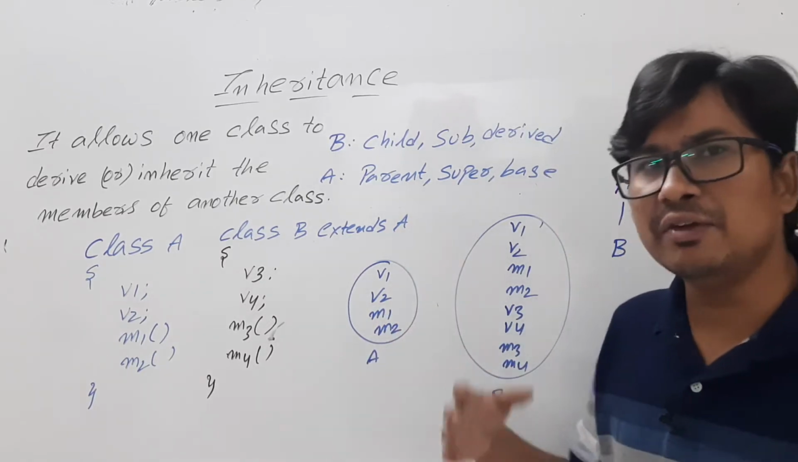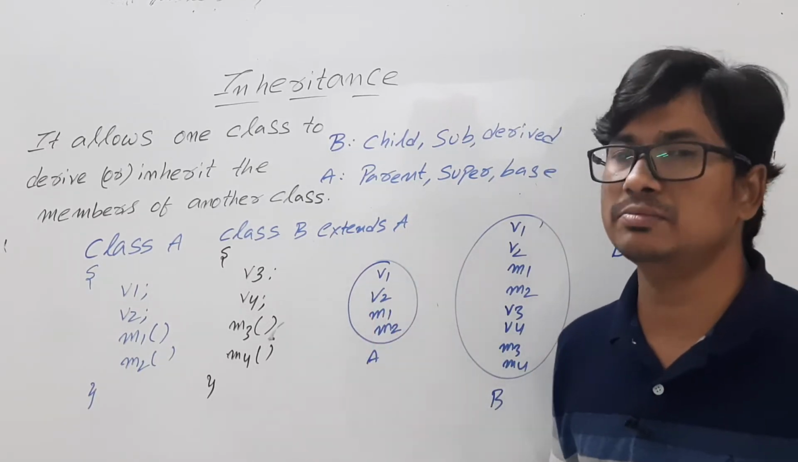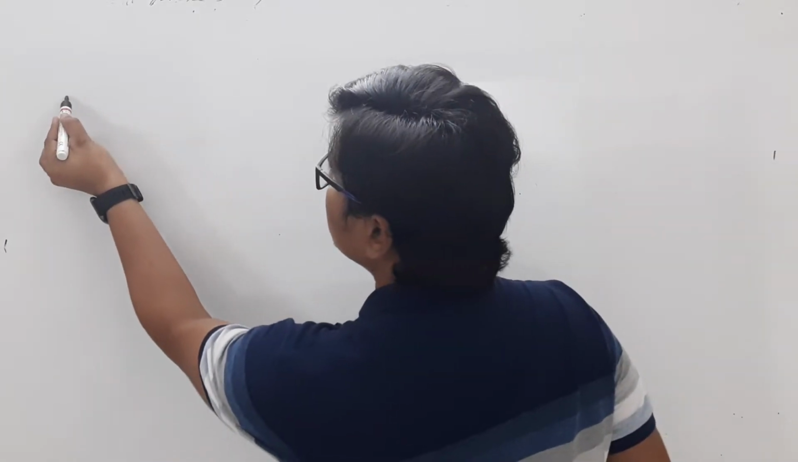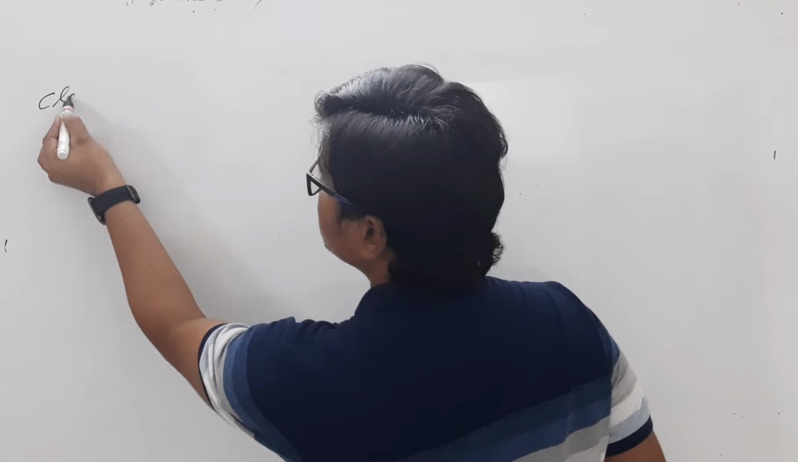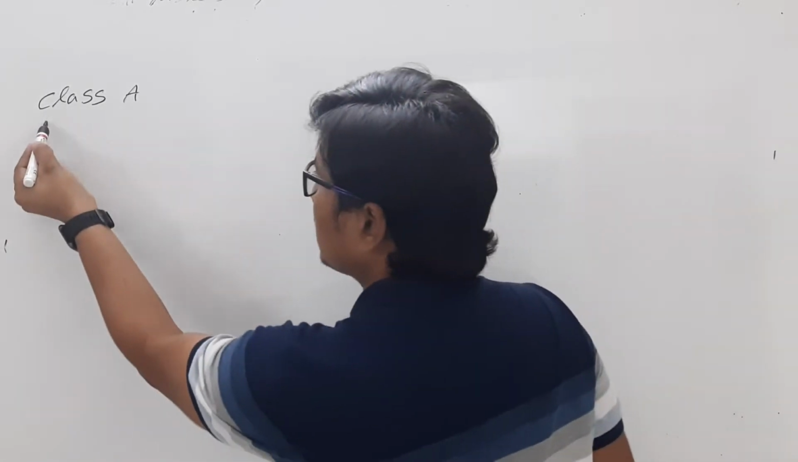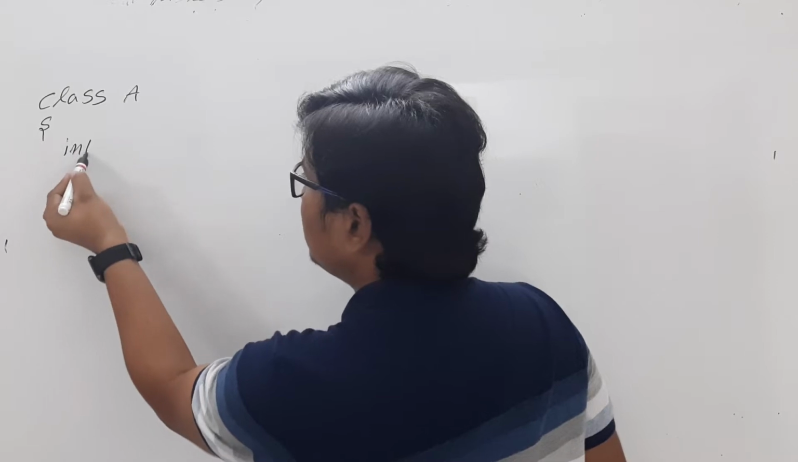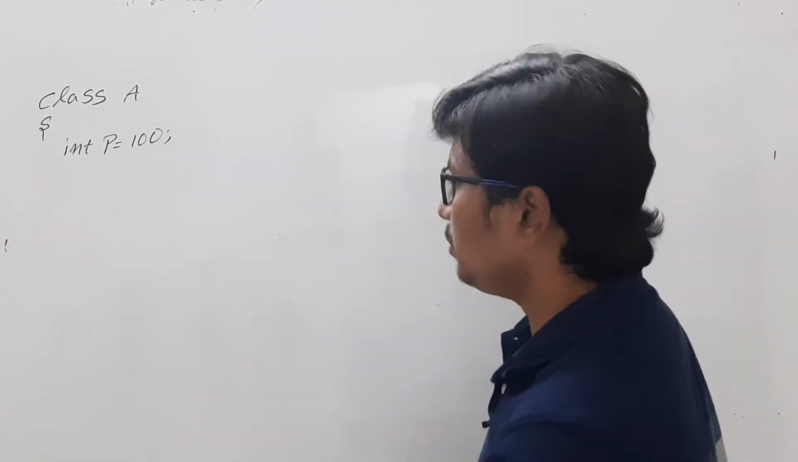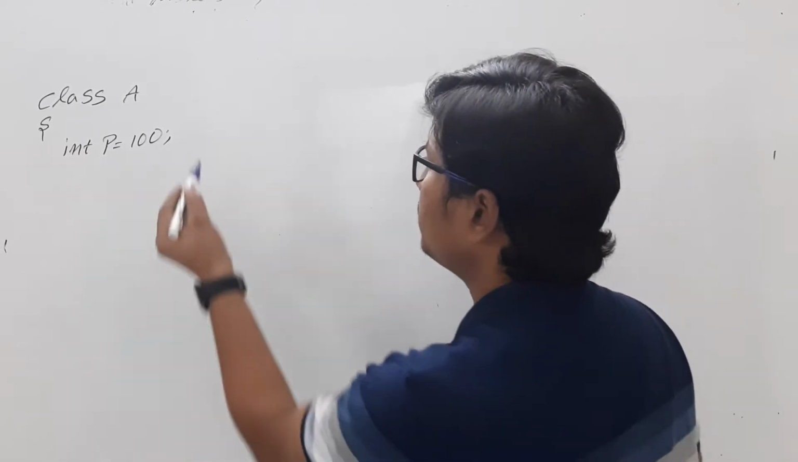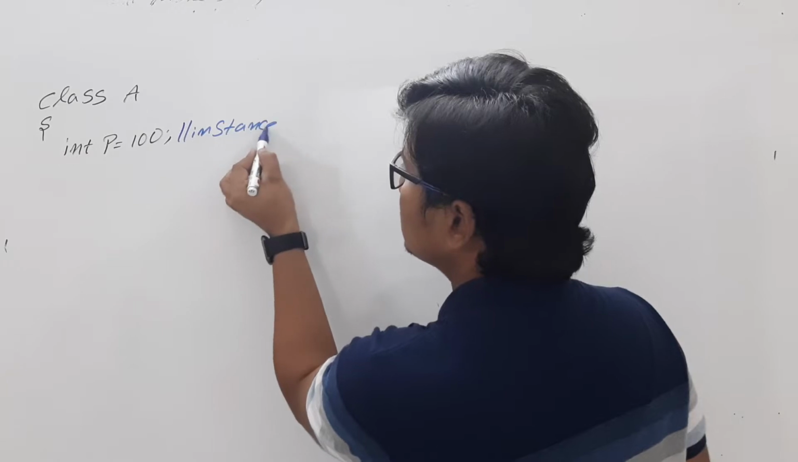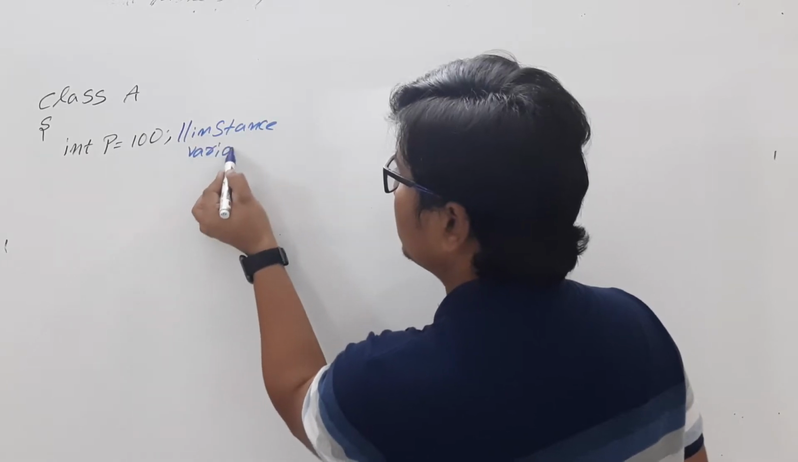These concepts I will discuss in detail with a simple example. I will take a class A. Okay, let me write here. I hope it will be visible for you. I will take a class A. Inside the class A, I will define the variable p and assign the value 100. Now you know that this variable is an instance variable.